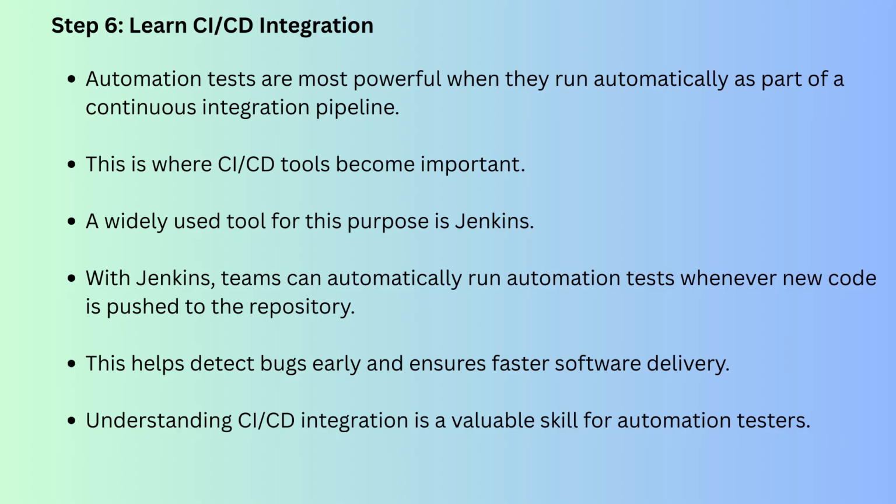Step 6. Learn CI/CD integration. Automation tests are most powerful when they run automatically as part of a continuous integration pipeline. This is where CI/CD tools become important. A widely used tool for this purpose is Jenkins. With Jenkins, teams can automatically run automation tests whenever new code is pushed to the repository. This helps detect bugs early and ensures faster software delivery. Understanding CI/CD integration is a valuable skill.